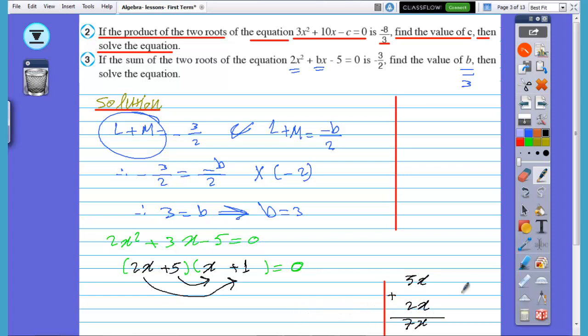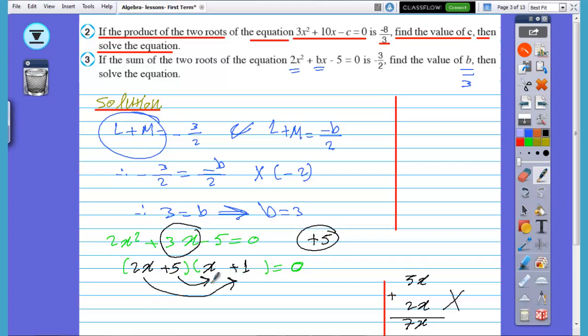Why? It is wrong. Why? Because the middle term here is 3x. Where is the mistake here? The mistake here: we said negative 5 equals positive 5 multiply 1. 5 multiply 1 equals positive 5, not negative 5.